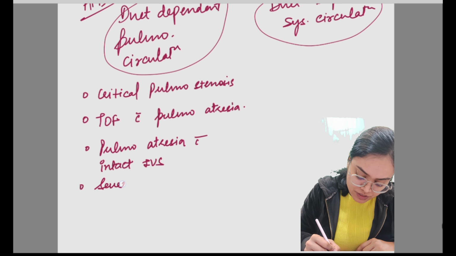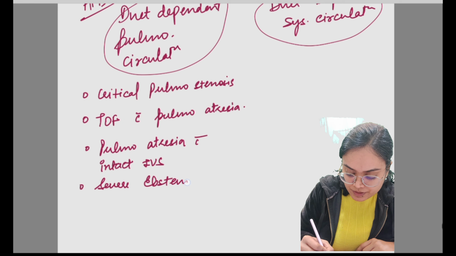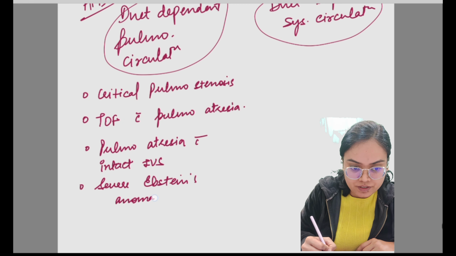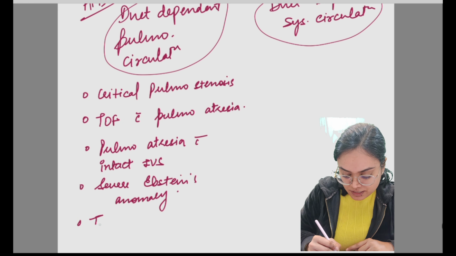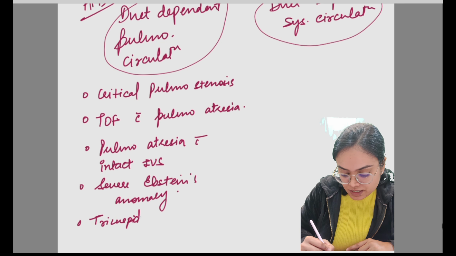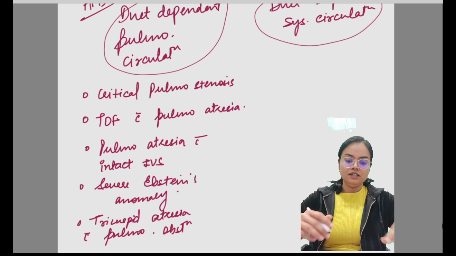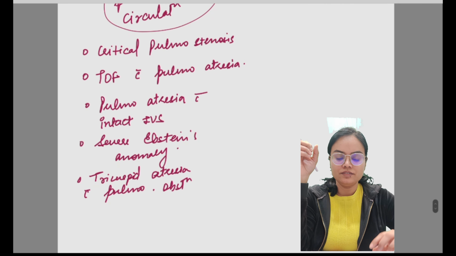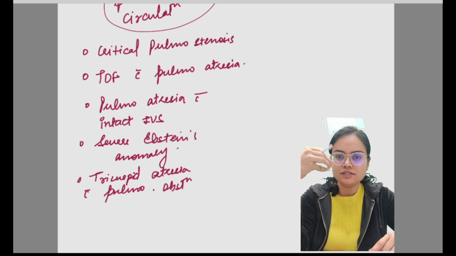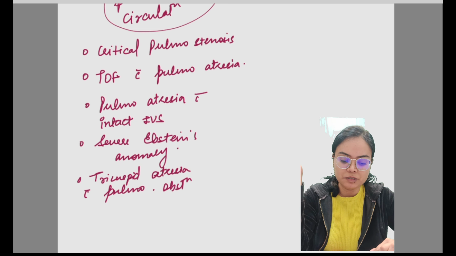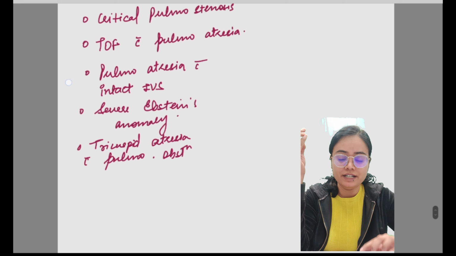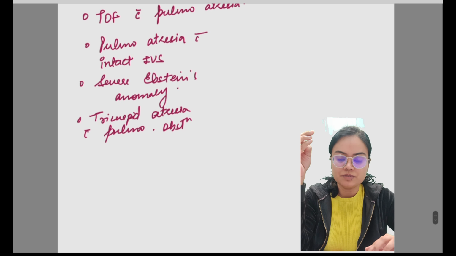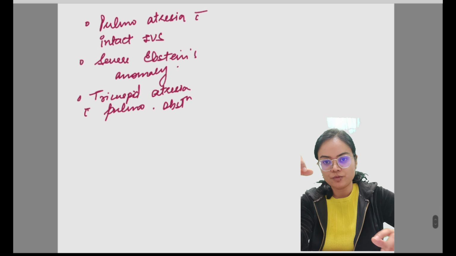and there can be severe Epstein's anomaly, and there can be tricuspid atresia with pulmonary obstruction. So duct dependent pulmonary circulation is required when there is severe pulmonary stenosis, compromise to the pulmonary blood flow, tetralogy of Fallot with pulmonary atresia, pulmonary atresia with intact interventricular septum, severe Epstein's anomaly, and tricuspid atresia with pulmonary obstruction.